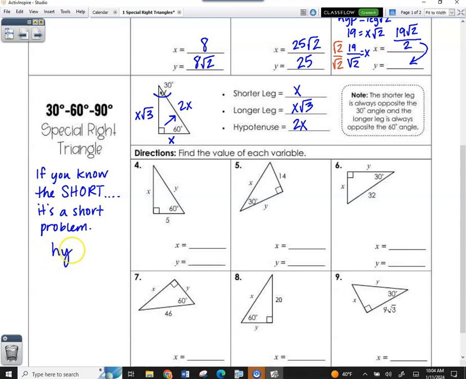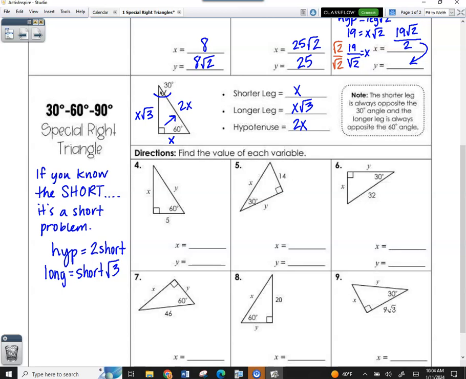The hypotenuse is double the short. The long is the short root 3. Easy peasy, right? If you know the hypotenuse, then you can find the short by simply dividing by 2, and then you can finish the problem as a short problem by doing short root 3.